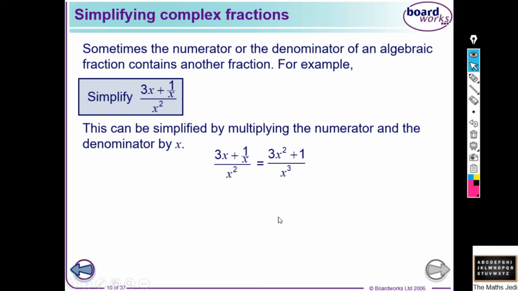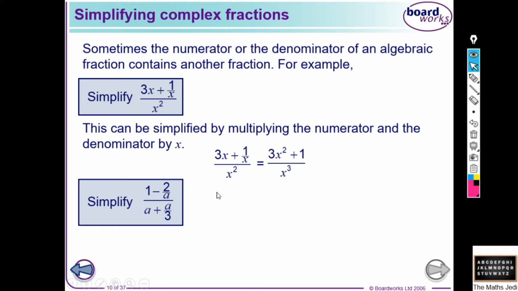So you can see them working that through here, and you can see they've taken that x that they multiplied through and they've added that to the bottom, so x cubed here. So it's 3x plus 1 over x. They've multiplied everything by x on the top, and they've multiplied everything by x on the bottom. As long as you do the same thing to the top and bottom, the fraction is preserved.